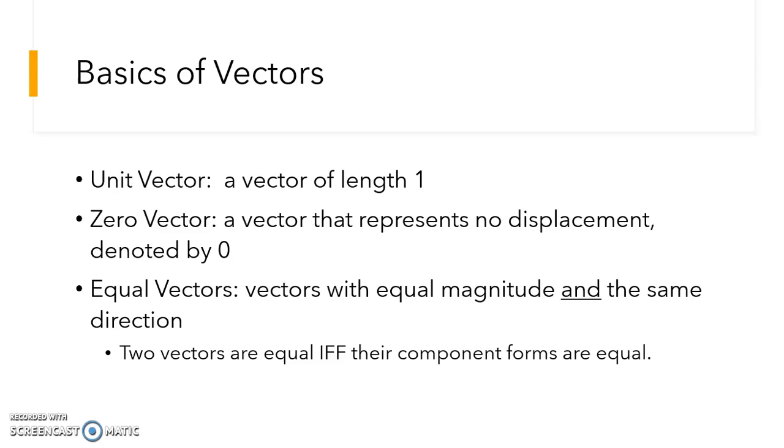Now, equal vectors are vectors that have equal magnitudes and the same direction. Basically, if you count the rise and the run on the vector, and you make sure that they're pointing in the same direction, then you would know that those two vectors are equal. You can also double check their component forms. Those will be equal, and we're going to talk about component form next, so you'll find out what that is.